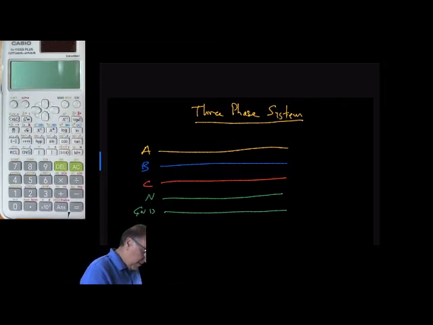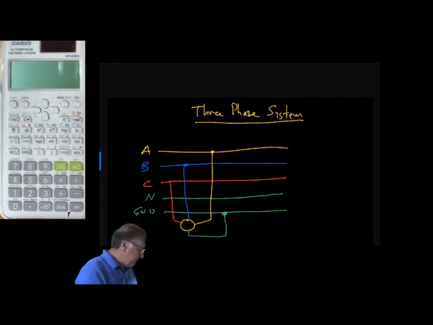So in a three-phase system, we would take a motor like so, and we would hook up phase A to it, phase B, and phase C. And we'd also put a safety ground on here as well. That would be very important to do that. But no neutral.